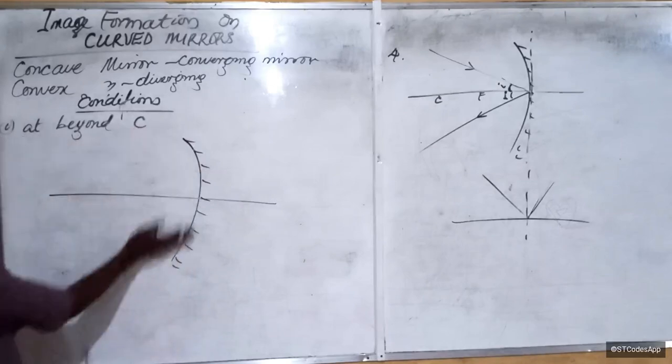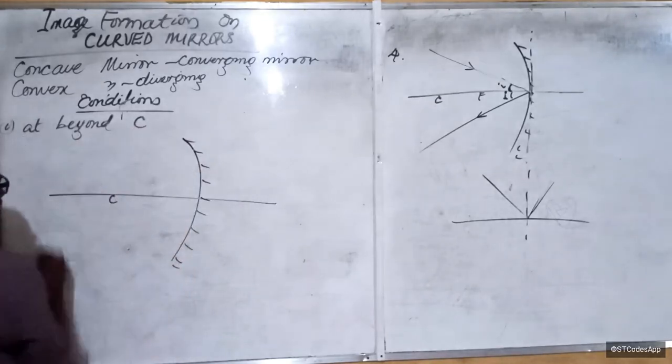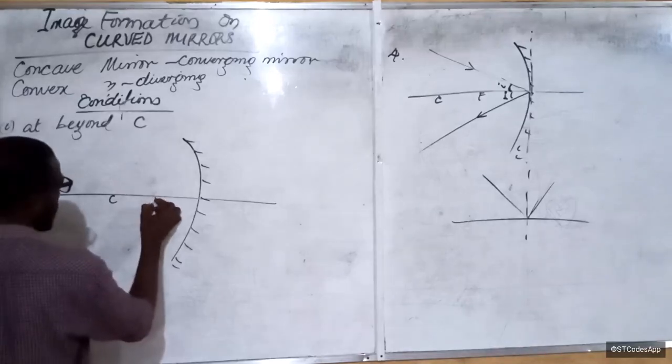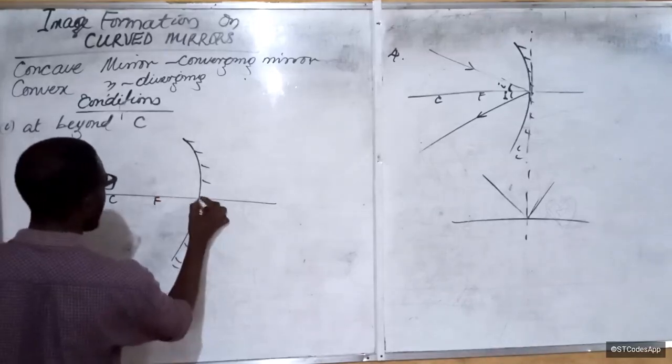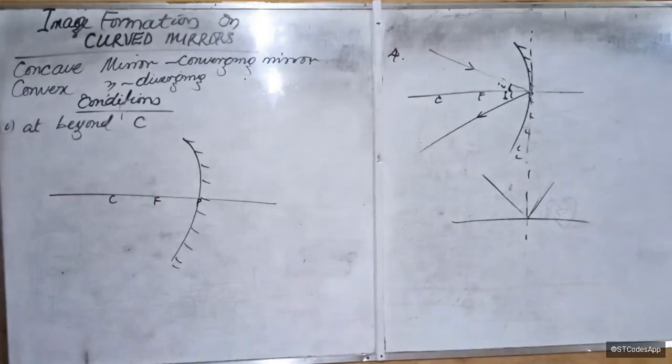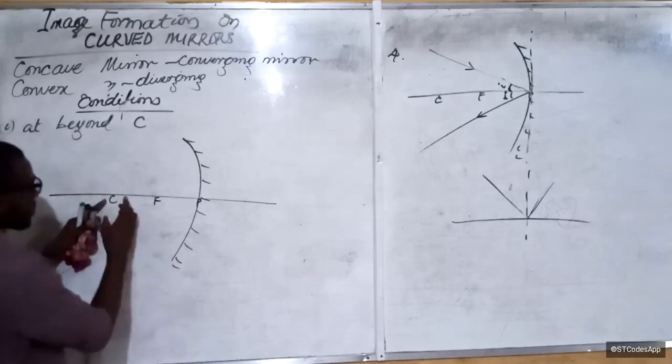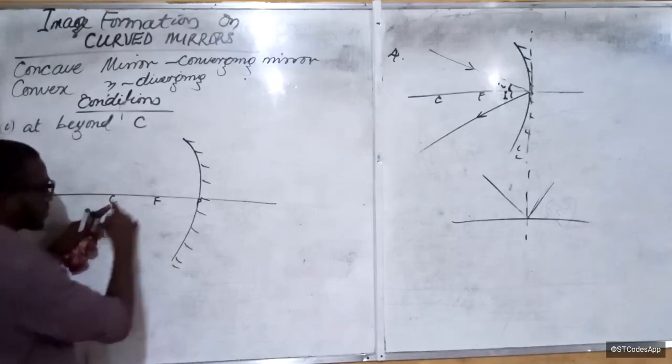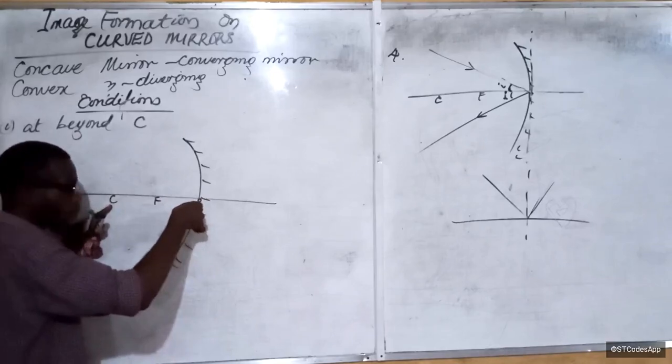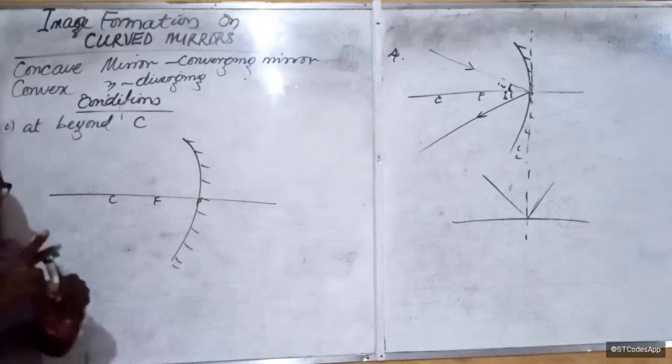Notice I'm quoting that back. So if my C is here, and my F is here, and my pole is here, notice for you, you are going to be using a ruler. So when you are drawing it, for example, you can take about 10 centimeters for your pole.